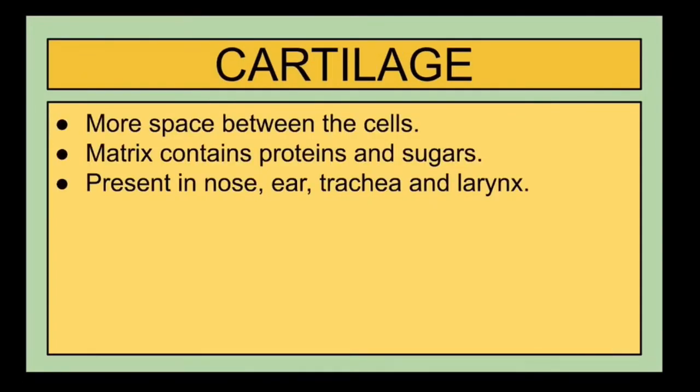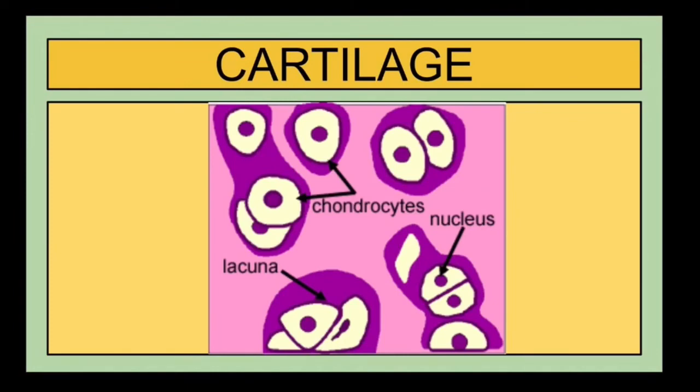Cartilage. They are present in our nose, ear, trachea, etc., and they have more space between the cells. The matrix contains proteins and sugar. The cells of cartilage, chondrocytes, have a nucleus.